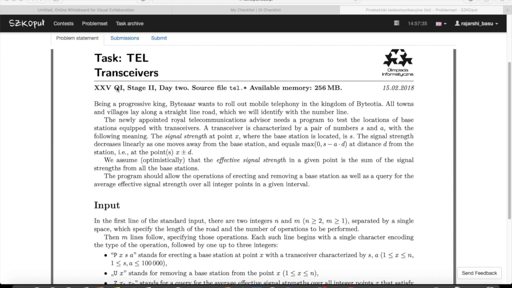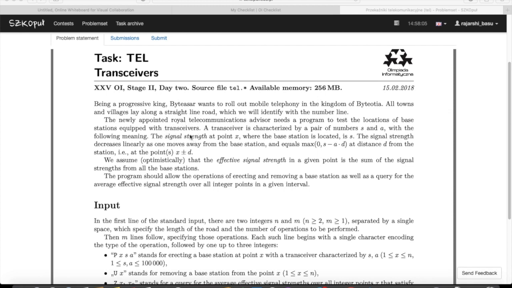Hi everyone, today we will be doing this problem called Transceivers. This is from POI 2018 round 2 day 2. Here it is given that there are many towns and villages along a straight line which we basically identify with a number line. So town I is given a number I.